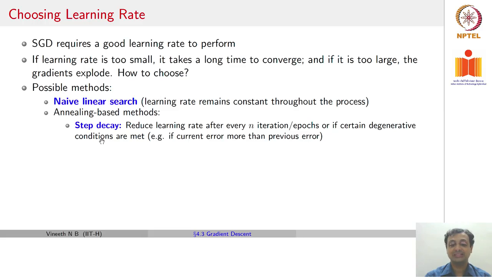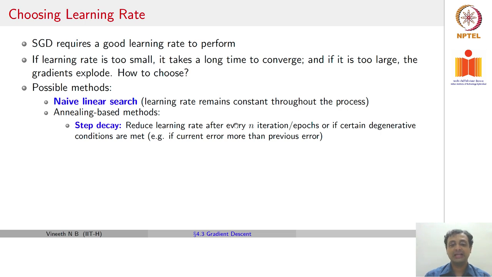One of them is known as step decay, where you reduce the learning rate after every n iterations, or if certain degenerative conditions are met. For example, if the current error is more than the previous error, which should not happen when you do gradient descent, since you expect the current error to always be lesser than the previous error. But when you do stochastic gradient descent, that may not be guaranteed because you're using only 20 data points to decide your gradient. So what you can do is keep reducing your learning rate after every n iterations. So that's one simple approach.